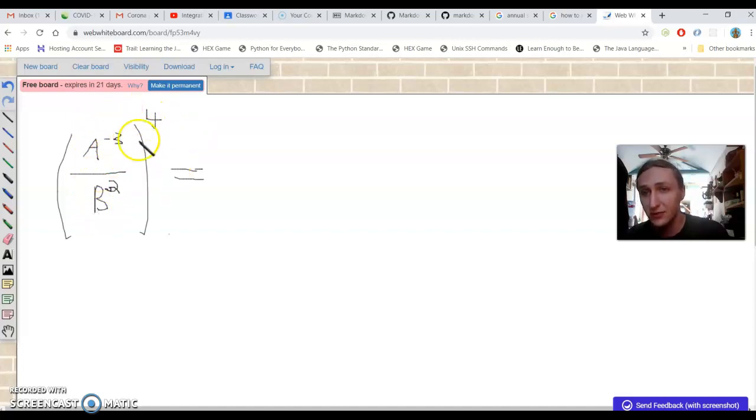So how do we do this? We distribute this exponent 4 up here. We have everything inside parentheses. That means that this 4 applies to everything that's inside the parentheses. Now when I say everything, I really have two things. I have this up here and I have this down here.